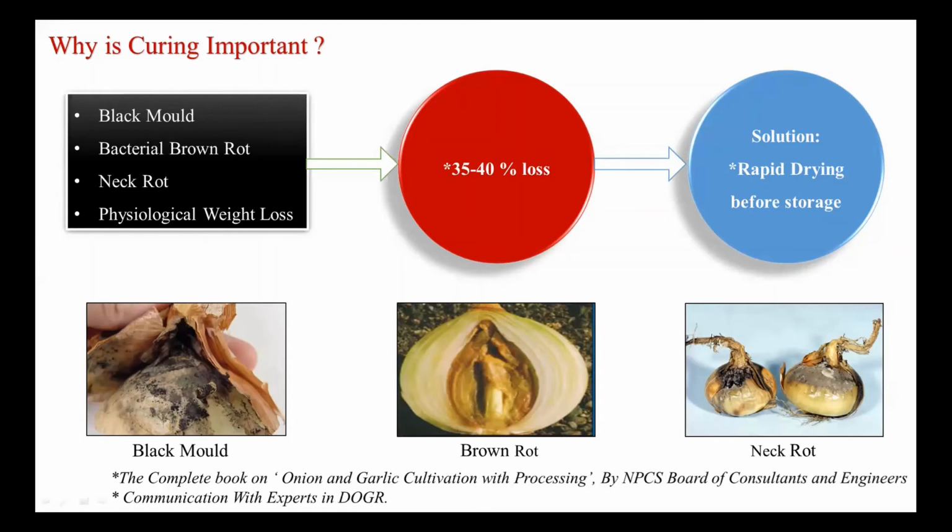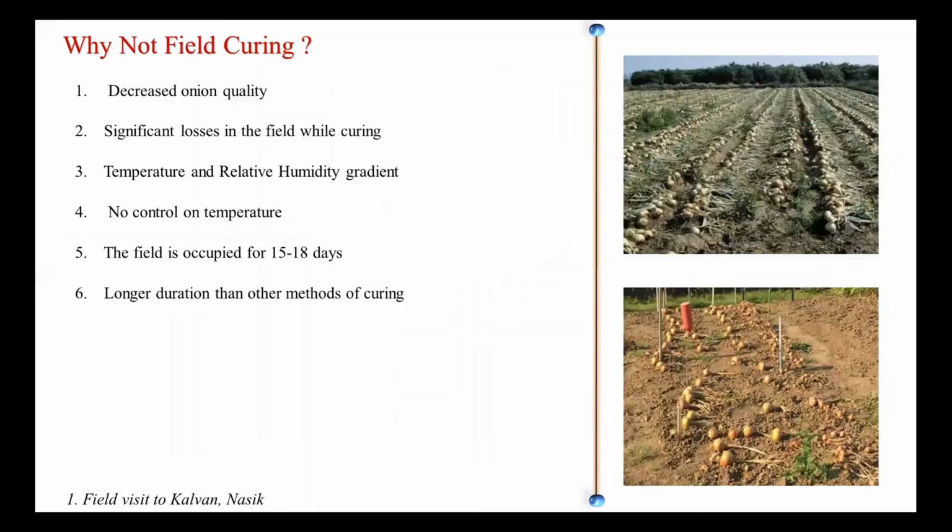What has been reported in the last few years, this is data coming from the Directorate of Onion and Garlic Research, Pune, is that about 35 to 40% losses have been reported in this area. Of course, there is a solution to that. You can cure it artificially in a drying system. You can have an artificial dryer, and you can get rid of problems like black mold, bacterial brown rot, and all things like that.